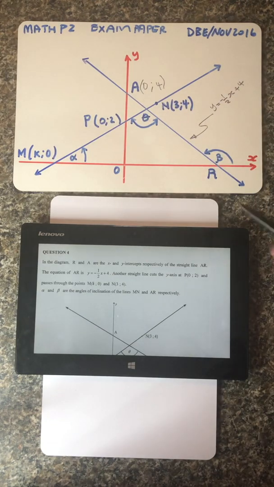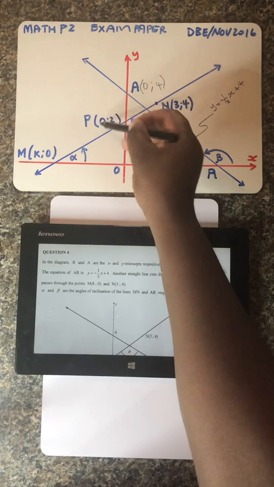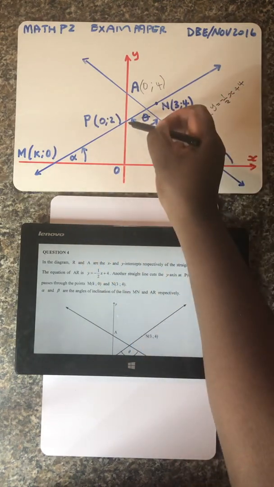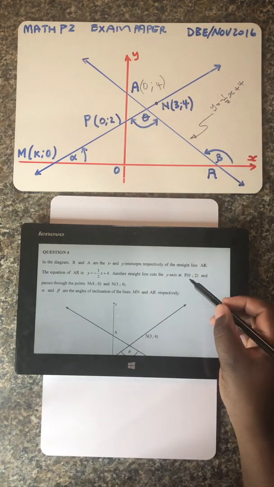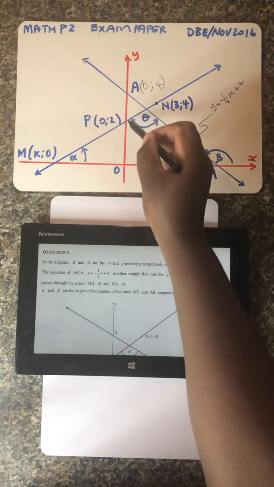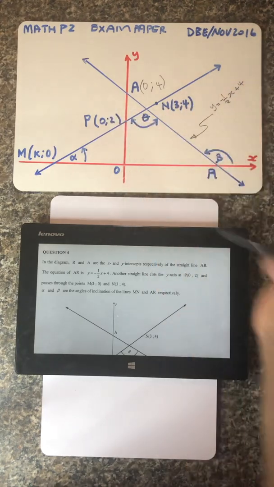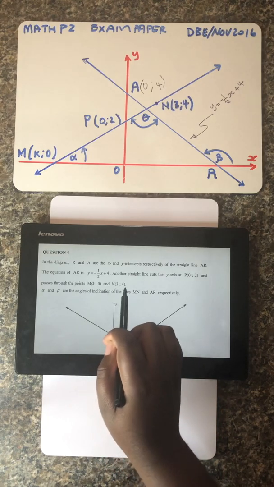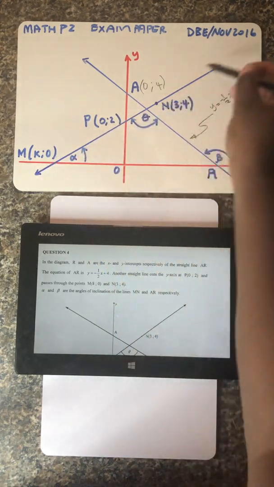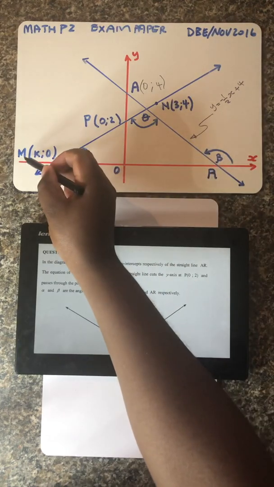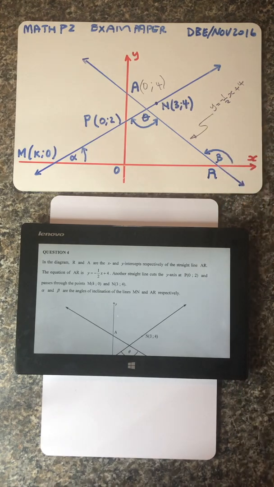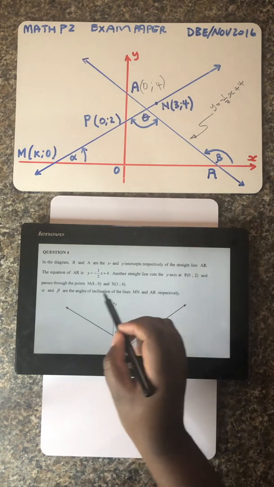They're talking about the point which is point P, and they are saying this other straight line cuts the y-axis at point P, where x is 0 and y is 2. So that point there is 2. And it passes through the points M and N. So along that straight line, it passes through these 2 points, M and N. Did I say K? If I said K, I shouldn't have, it's M and N.